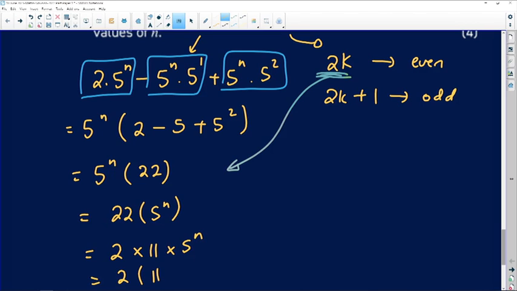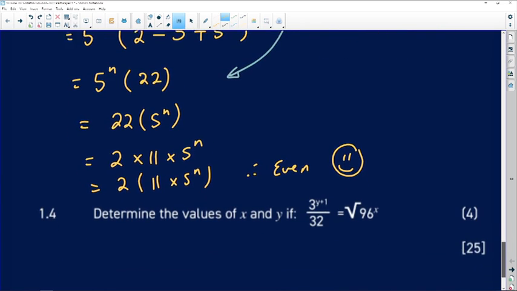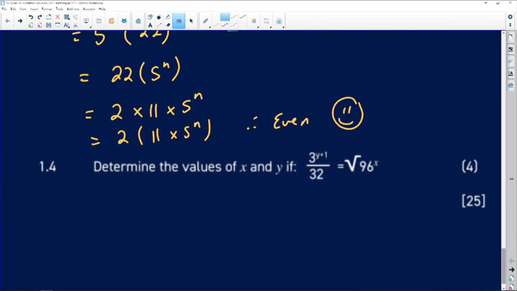I can even do this for you guys to see that it is definitely going to be even because of that number 2 that lies outside the bracket. So it doesn't really have to be 2. It has to be a multiple of 2 that will definitely make whatever you're looking at even. So this is me just forcing it to be 2 times something for you guys to see.